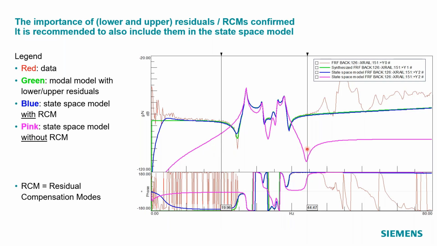If you would just ignore this lower and upper residual, because it's a bit difficult to model maybe, you would end up with the pink situation. And so you see that the peaks are maybe there, but overall, you don't fit the data very well in your frequency band of interest. So you really need these out-of-band compensation modes to get a realistic representation of the data in your band. So that's why we paid quite some attention to these.